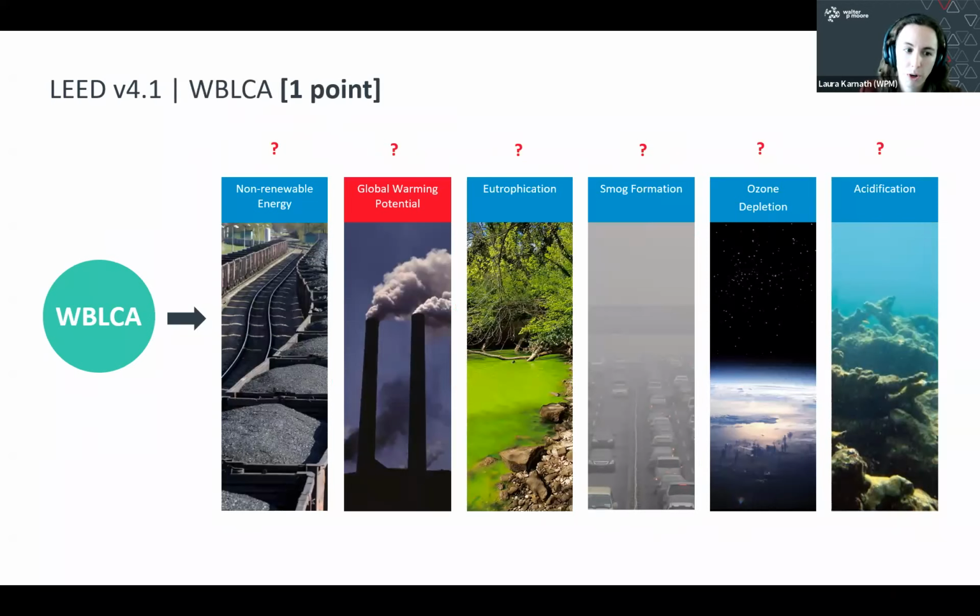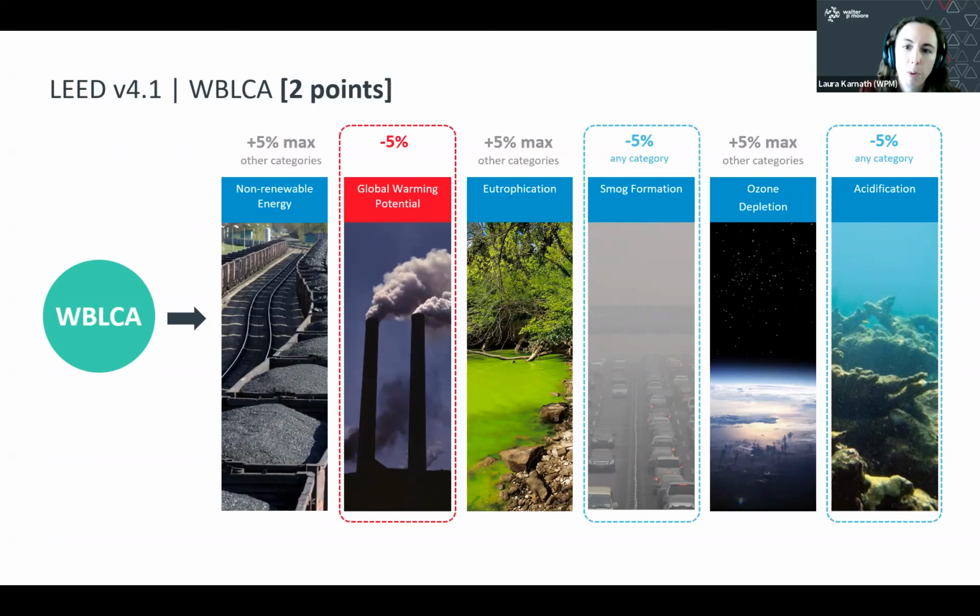You can get 1 point just for doing a whole building LCA to understand what the environmental impacts are. This one doesn't necessarily involve option comparison. Part of the reason why we do this is because as an industry, we really need to get good data as to where buildings are at in terms of GWP. So the more we can incentivize more projects to gather data, the better, because then we know as a whole what our baseline is. You can get 2 points by getting 5% reductions in 3 of the categories. Again, one of them has to be GWP. And again, you can't get more than a 5% increase in any of the remaining categories.